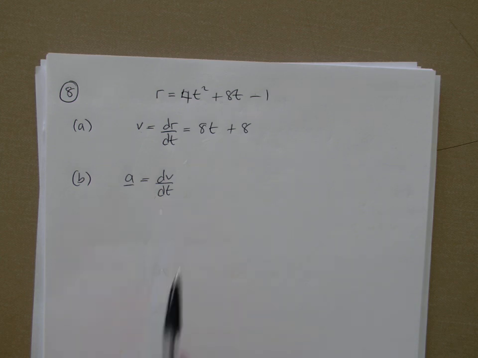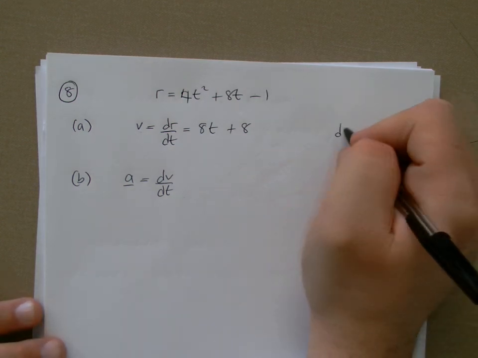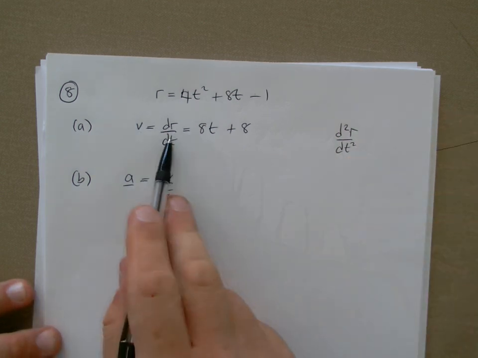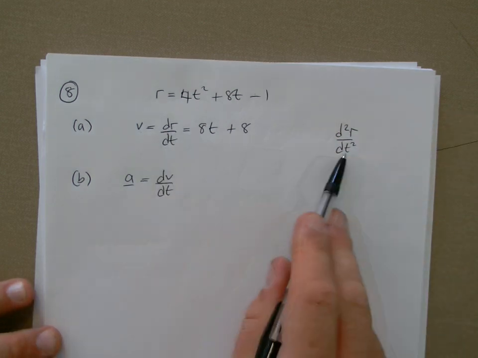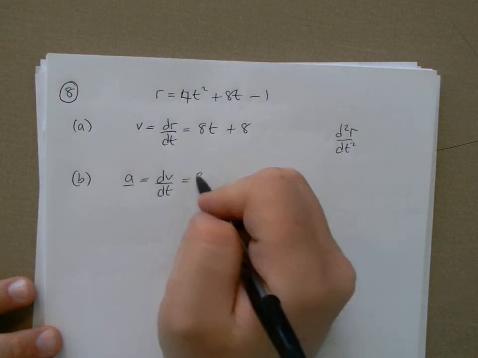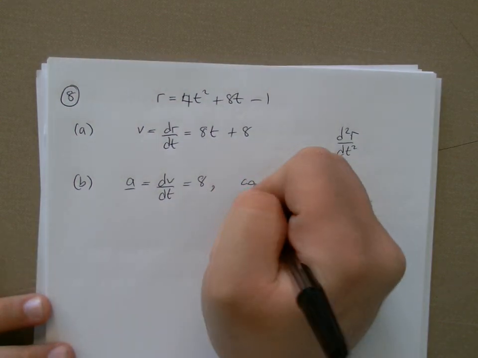In a sense, what we're doing is working out the second derivative of r. That's another way of thinking about it, because you're differentiating again. So we could have written it like that, or you can write it like this. Differentiate this: 8t becomes 8, and the 8 goes to 0. So this is a constant, isn't it? It's just equal to 8.